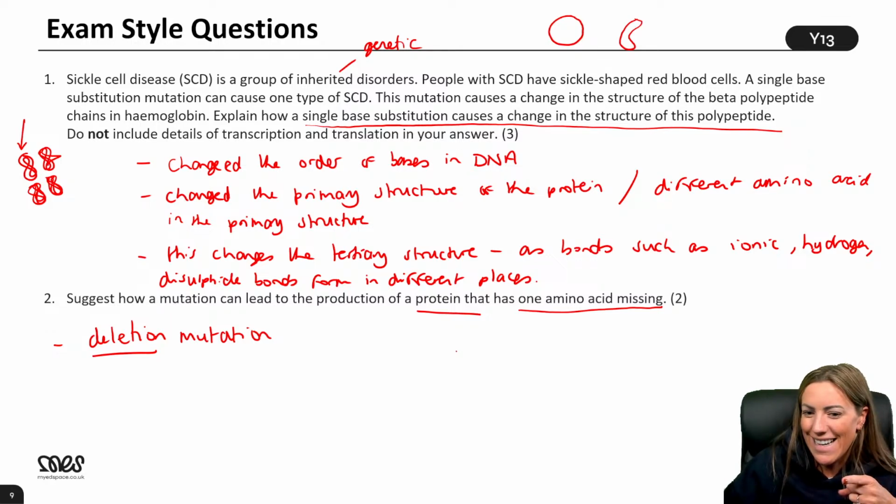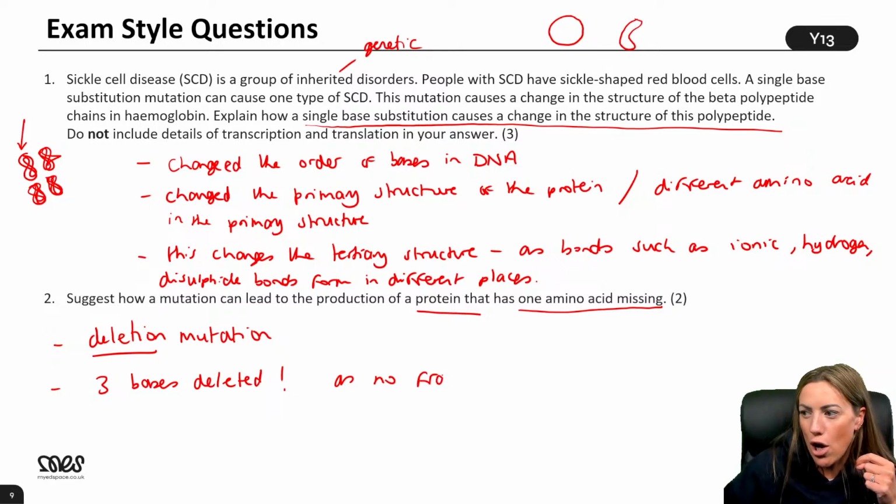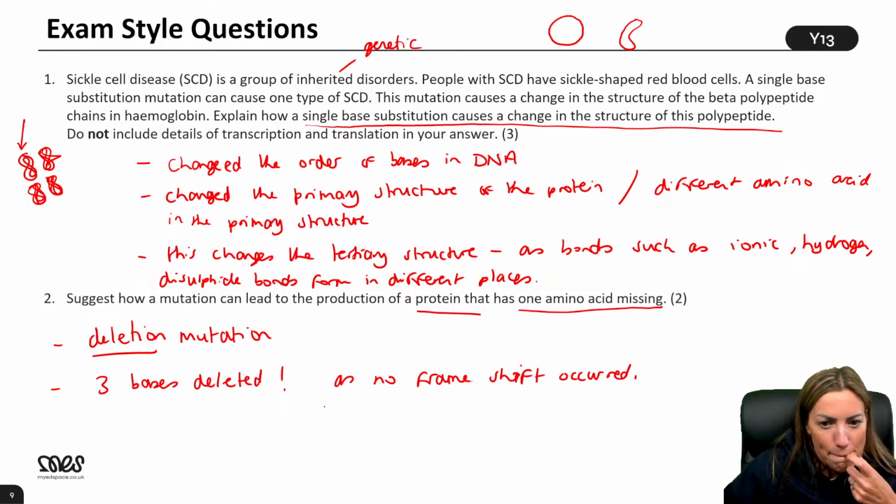Oh, that's it. Zada's got it. It must have been 3 bases deleted as there's no frame shift occurred. Do we get that? I feel like not many people are getting that in the chat.